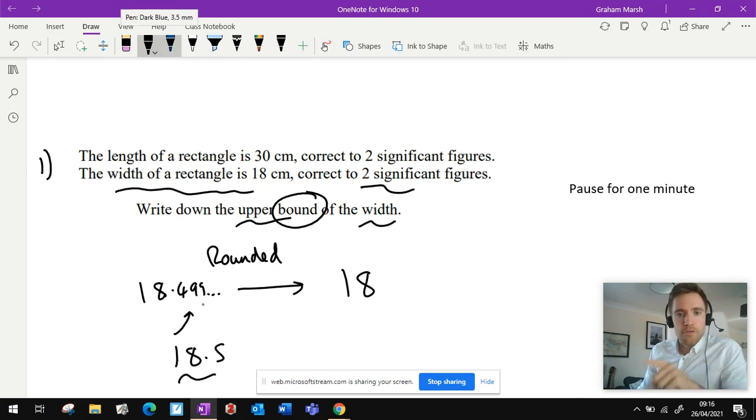In the third video, I'm going to look at some upper and lower bound questions where you have to combine values. So I'm going to end this one here, and you can view that video right now.